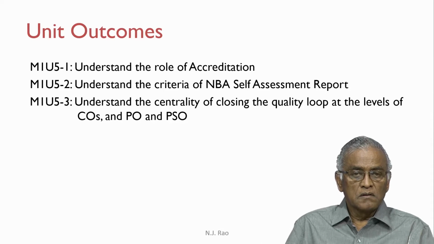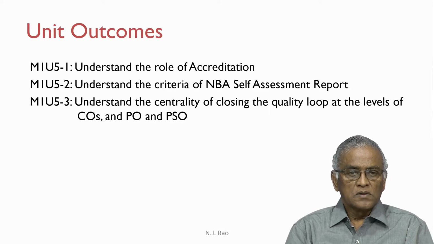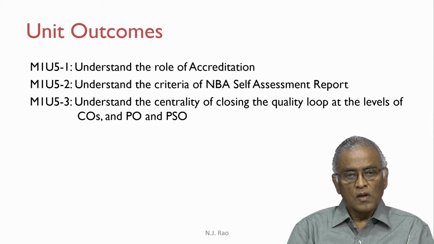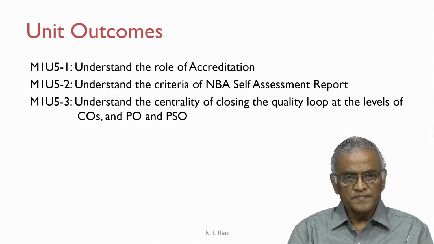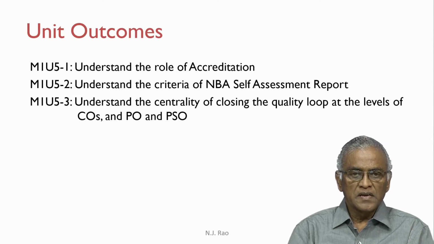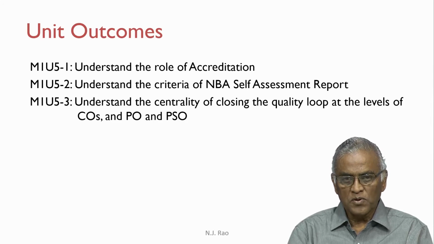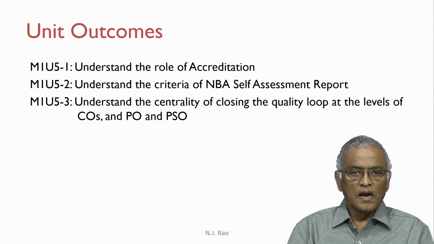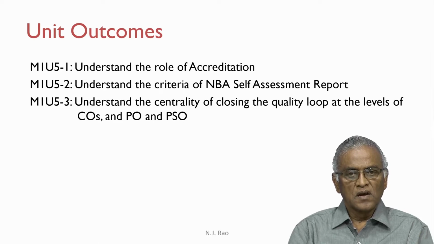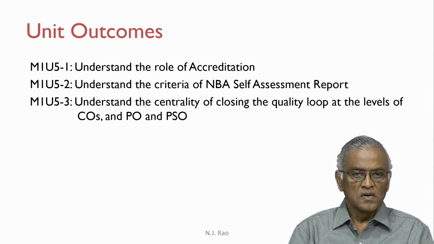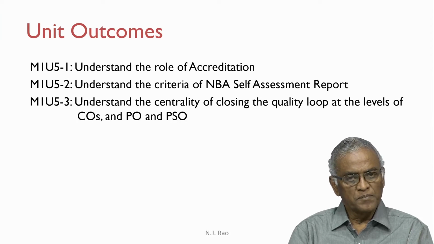Then coming to Unit 5, our goal or our aim is to understand the role of accreditation, understand the criteria of the NBA self-assessment report, and understand the centrality of NBA accreditation in closing the quality loop at the levels of COs, POs and PSOs.